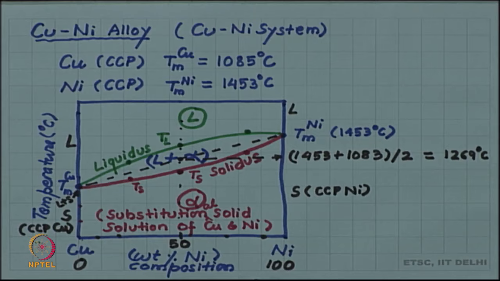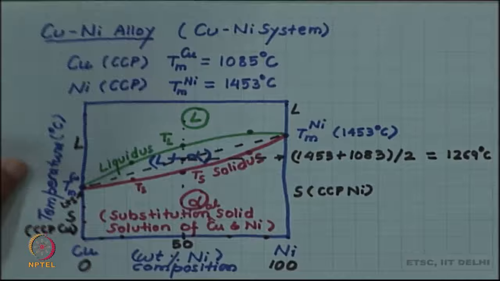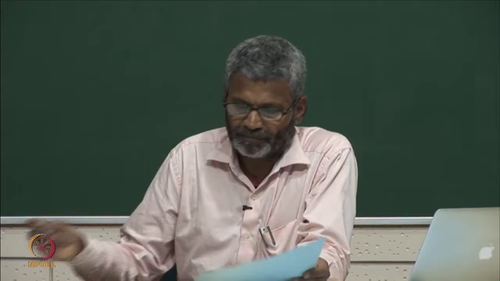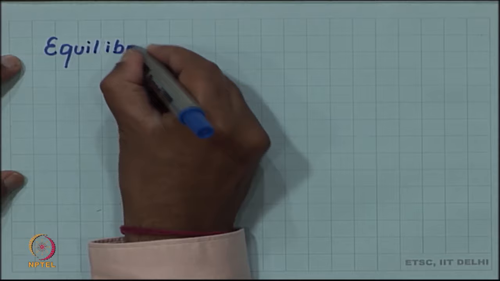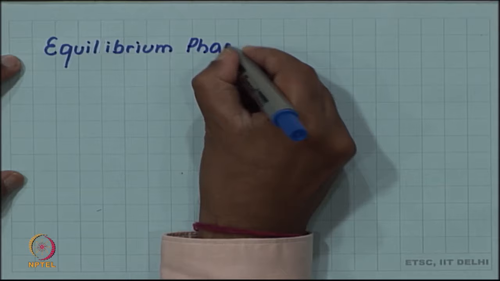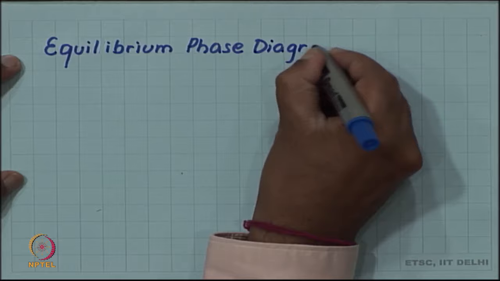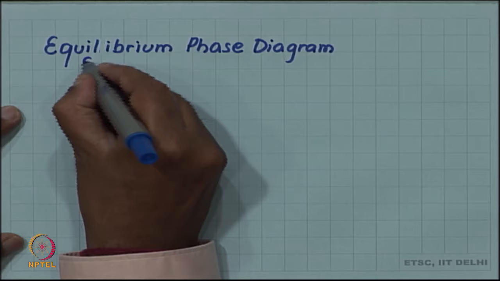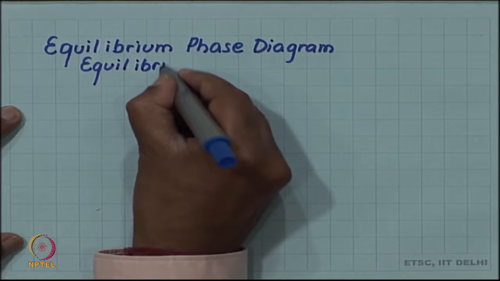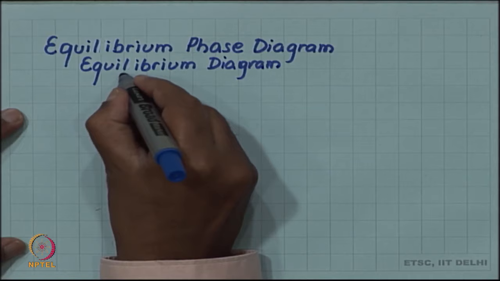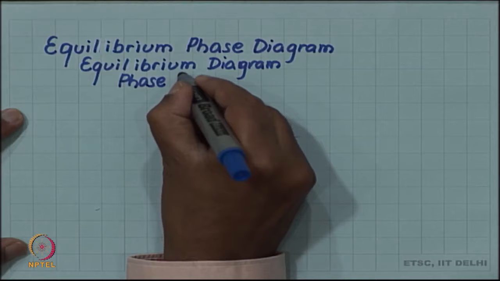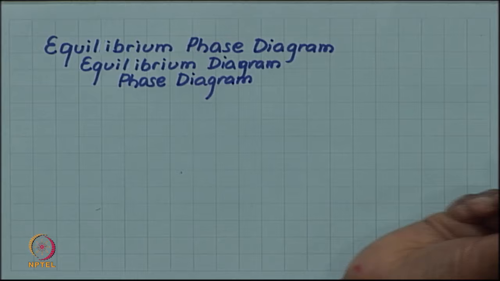So, let us end this video with a sort of definition. We already have a concrete example of a phase diagram, but let us give a definition of what is called an equilibrium phase diagram. In full it should be called equilibrium phase diagram, but sometimes it is shortened to equilibrium diagram, which means the same thing. Or sometimes more commonly to simply phase diagram, which is what we have been using.